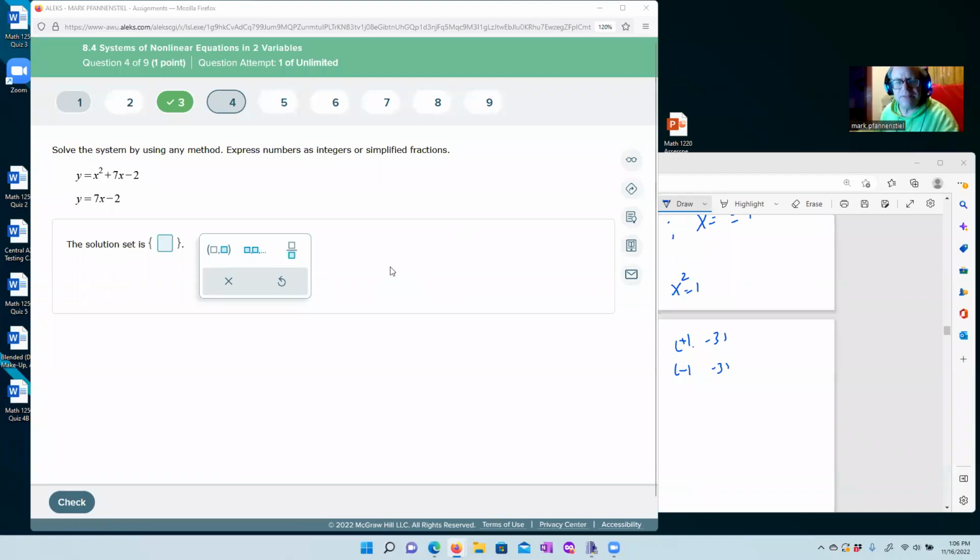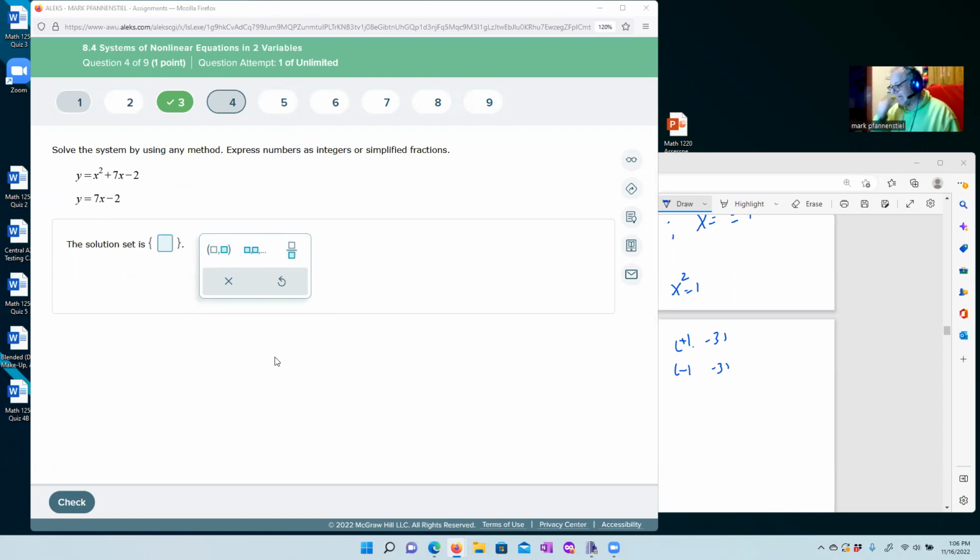All right, welcome back to PreCalculus. We are talking about systems of equations with nonlinear equations. So in this case, we have a parabola y equals x squared plus 7x minus 2. Glad I don't have to factor that. I don't think we can. And then we have a line y equals 7x minus 2.